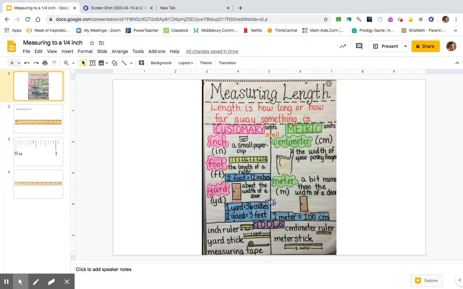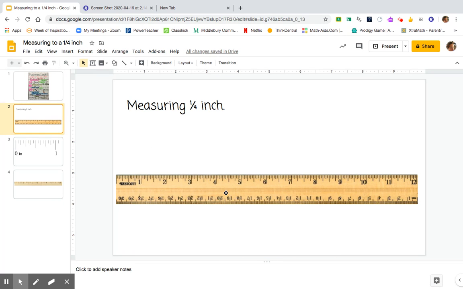Since we're measuring in inches, we're going to be using the typical inch ruler. Here is a picture of this inch ruler. You see these in school. If you notice on the ruler, we have these whole numbers. There's 12 of them. These are the whole inches. There are 12 whole inches on this ruler.